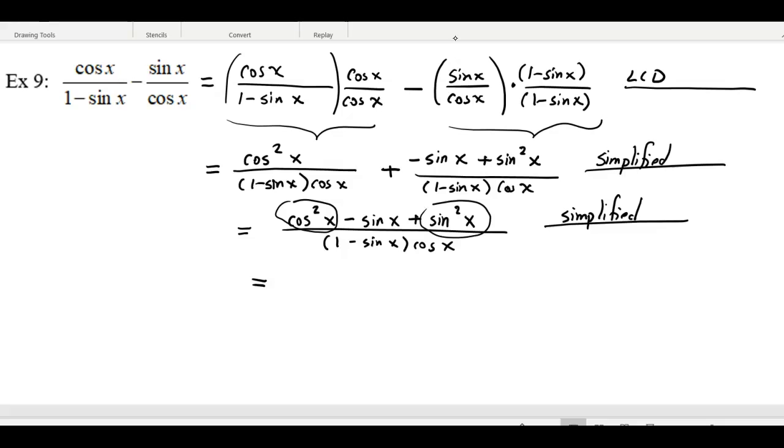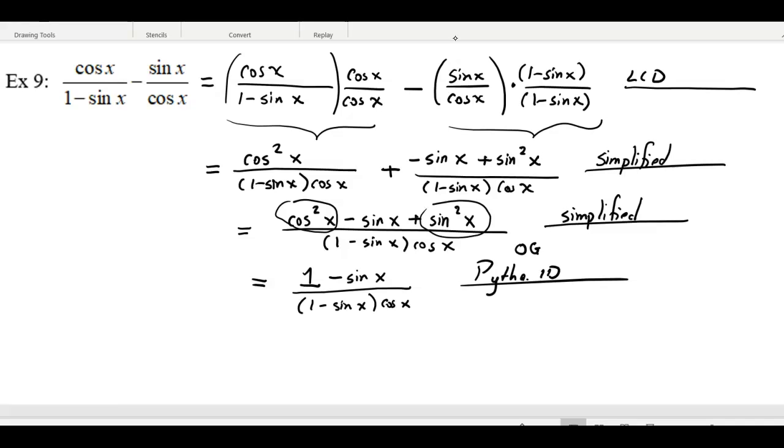Cosine squared of x plus sine squared of x is 1 minus sine of x over 1 minus sine of x times cosine of x. I finally did a little bit of trig, Pythagorean identity. That's my OG.